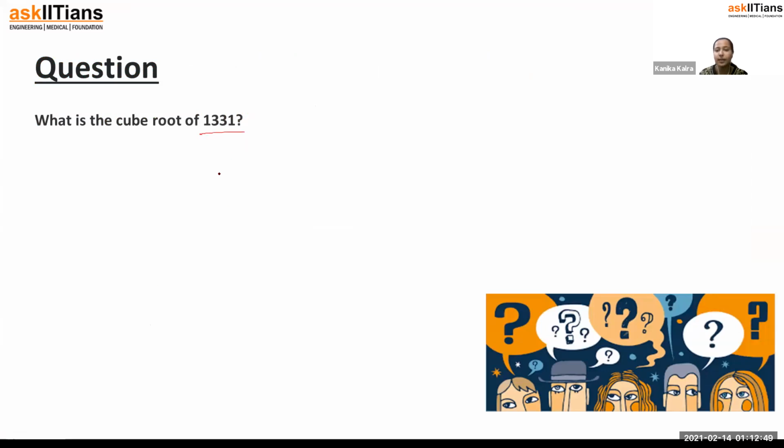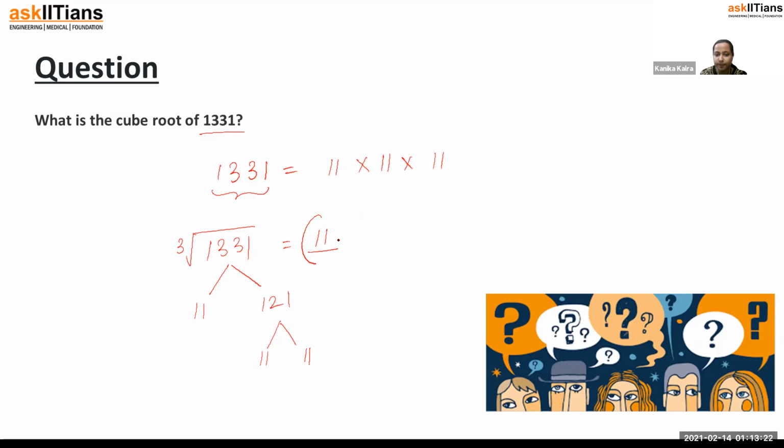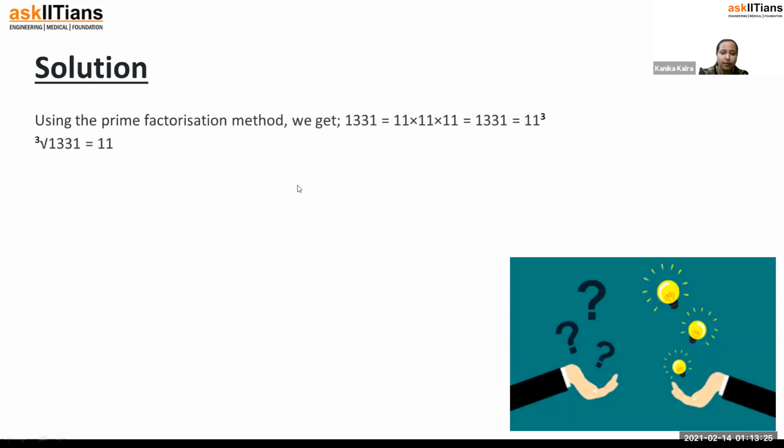What is the cube root of 1331? As discussed in the slides, and in the video as well, you need to find the prime factorization. So we need to find the cube root of 1331. Now this can be further written as 11 into 121, and then 121 can be written as 11 into 11. So what do you have? 11 into 11 into 11, or basically the cube root of 1331 will become 11. So that's your answer. Let's look at the solution given. So the cube root of 1331 is 11.